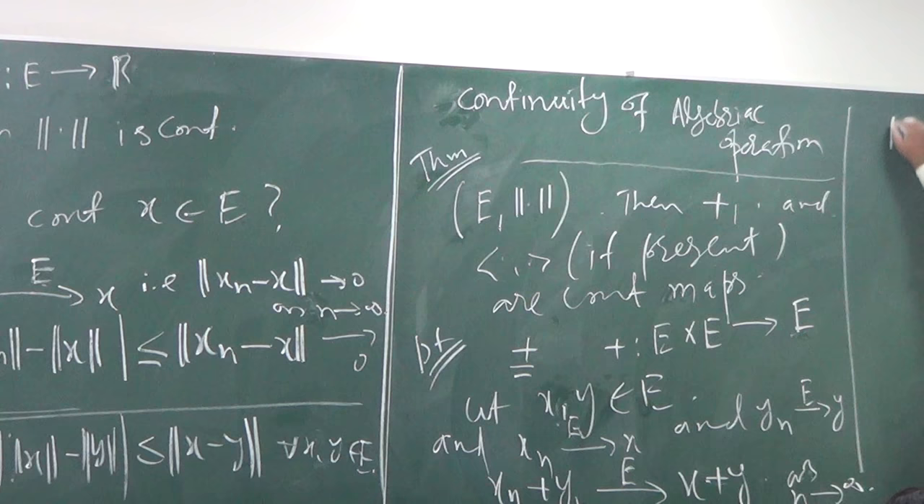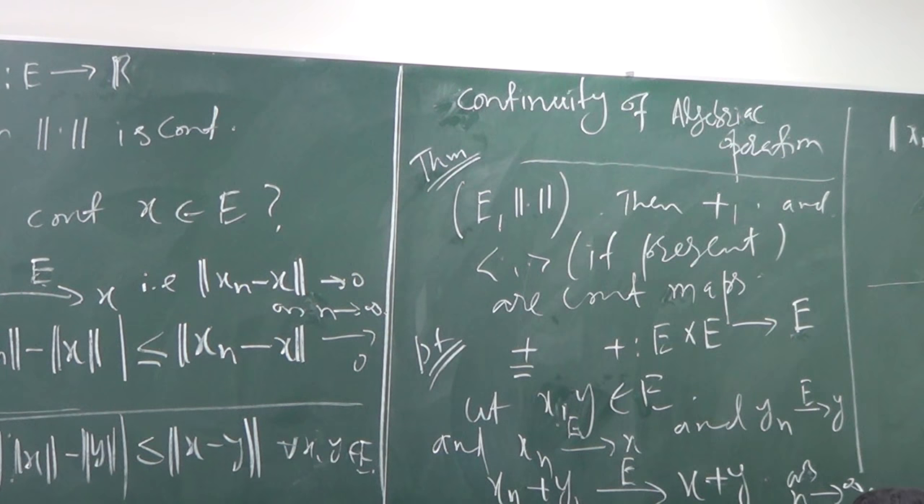So what can you do? You have the norm of xn plus yn minus x minus y in the norm of E. Apply the triangular inequality: norm of xn minus x plus norm of yn minus y. These two are converging, so this will go to zero. Therefore, this will go to zero. So therefore, the plus is continuous.